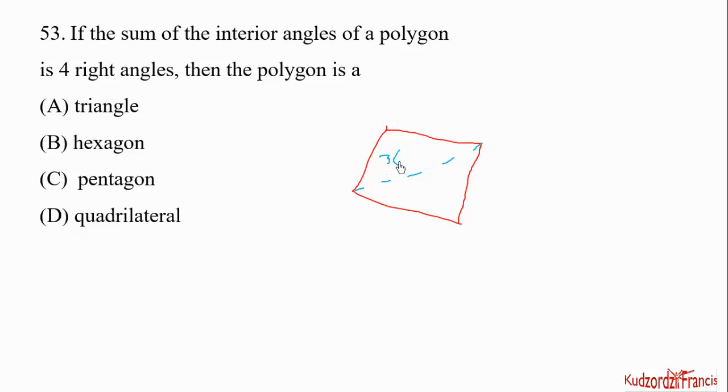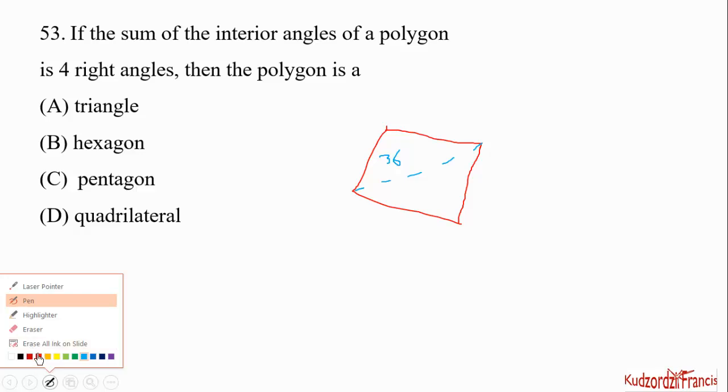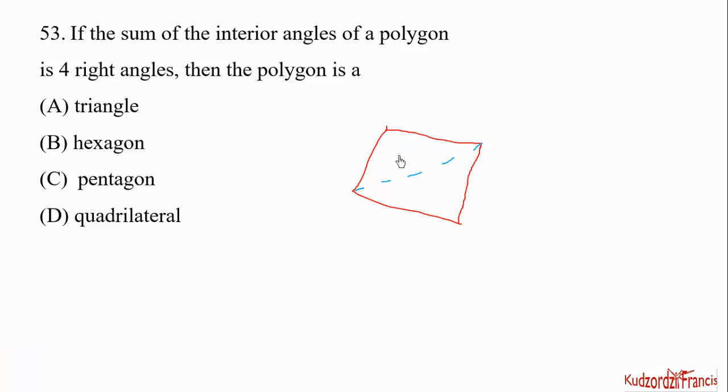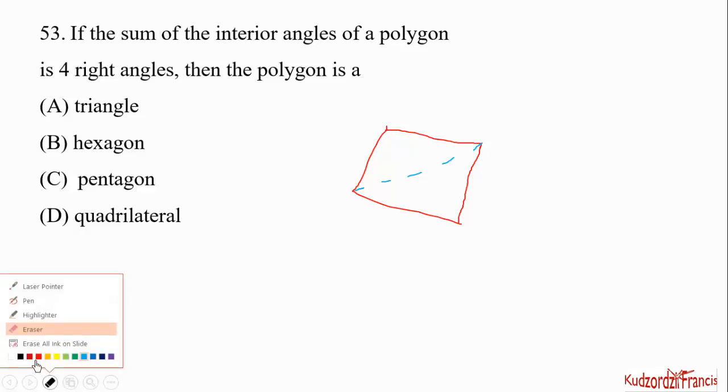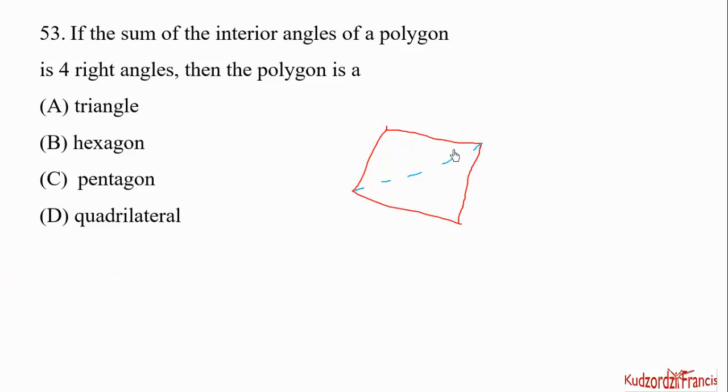So we have 4 right angles being equal to 360, and half of 360 is 180. So a triangle has its angles summing to 180 degrees. So 180 plus 180 will give you 360. So we can see that this polygon has 1, 2, 3, 4 sides, and the correct answer is D, quadrilateral.